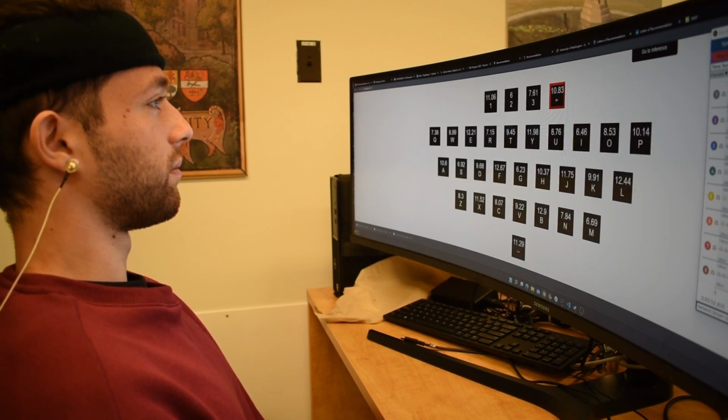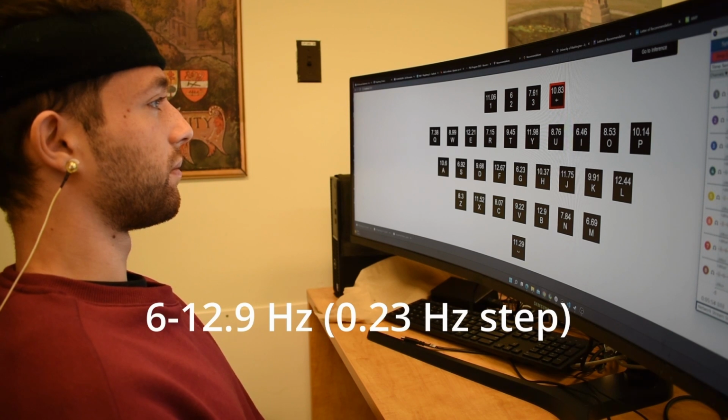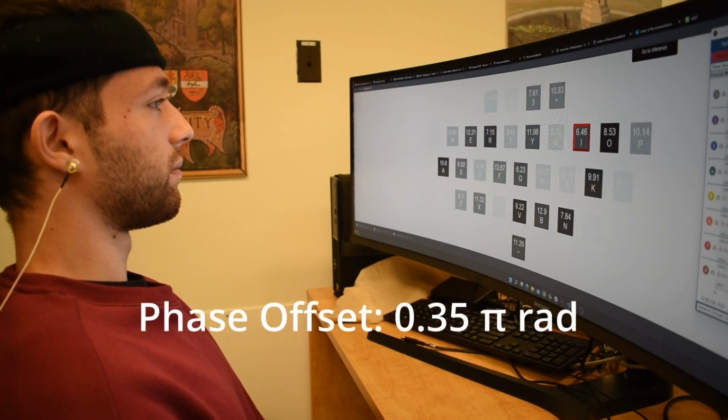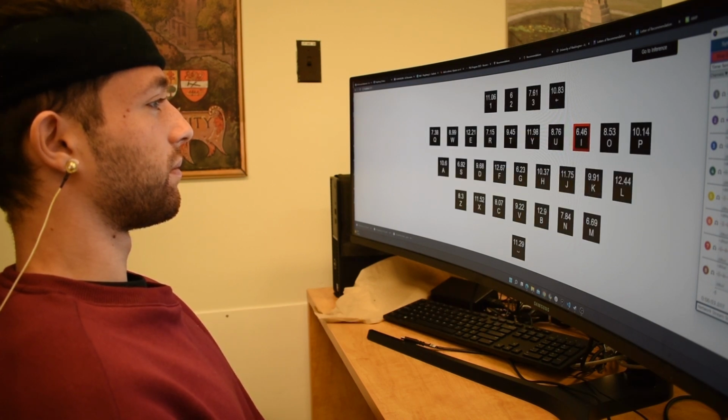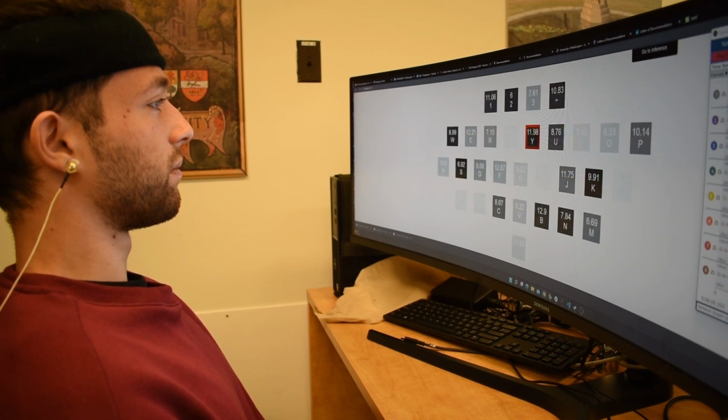We used frequencies from 6 to 12.9 Hz with a step of 0.23 Hz. For the phase, we started at 0 and it increased by 0.35 pi. The data collected would be stored in the database and attributed to the key. This process iterated through each key on the keyboard, completing 1 block of data collection. We aim to acquire 10 to 15 blocks of data per participant.